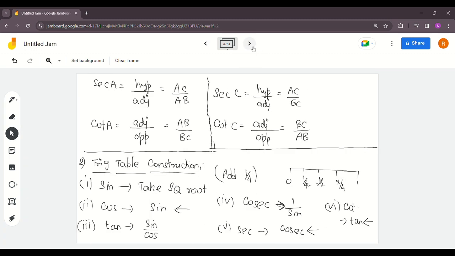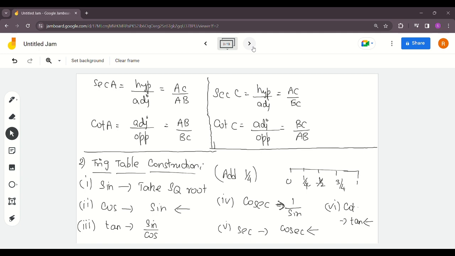So with this, the first part of the lesson is over. That is, the complete basic introduction to the various trigonometric ratios is over. Now let us see how to construct a trigonometric table. See, this is a new method.